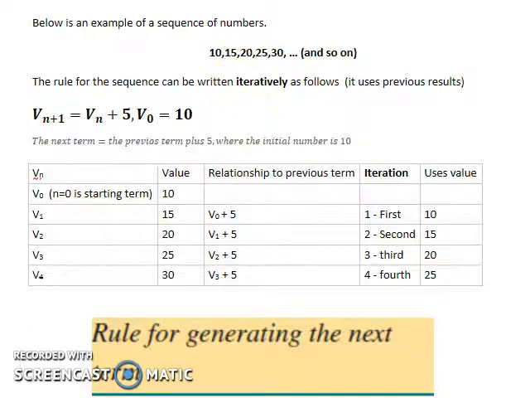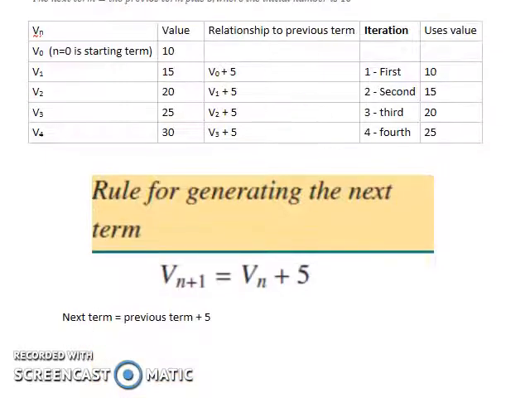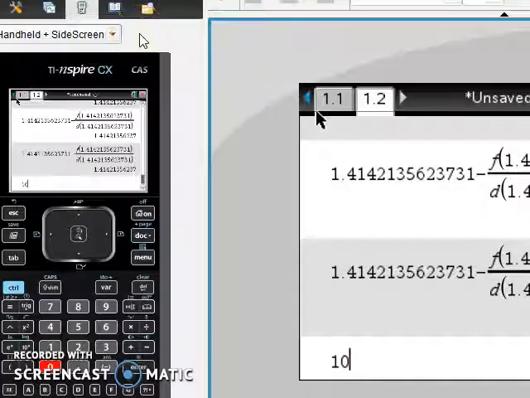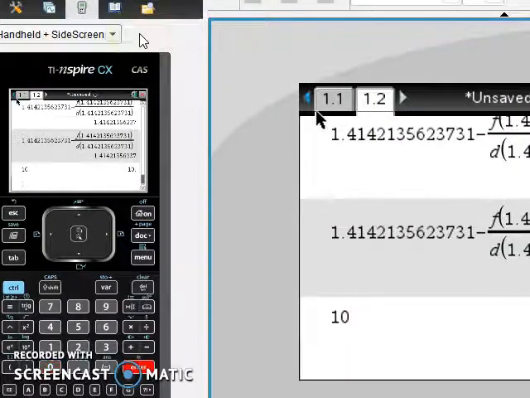And how would you put it in your calculator? You would do this. So what was the starting value? 10. So 10, press enter. Now if I press answer plus 5, it's going to take my previous result and add 5 every time.